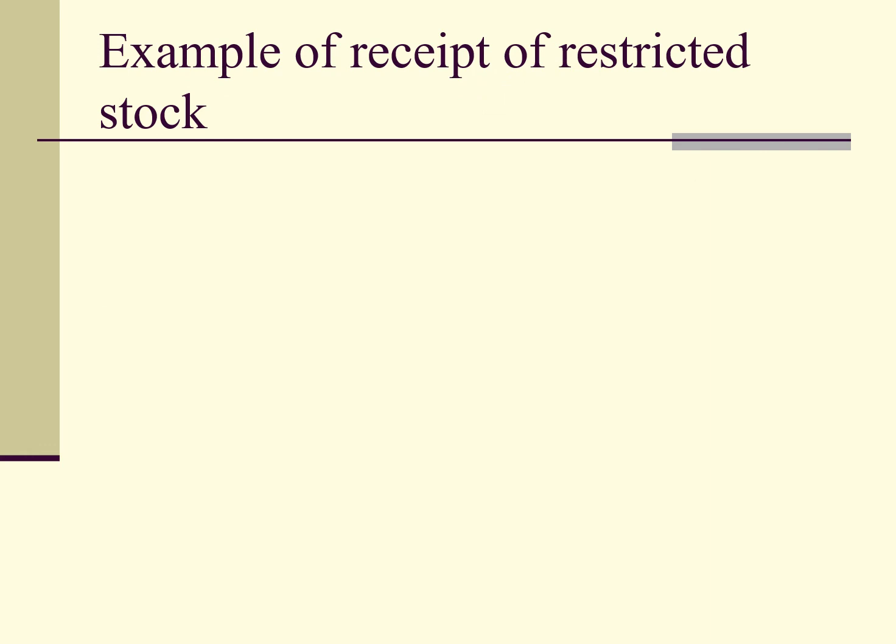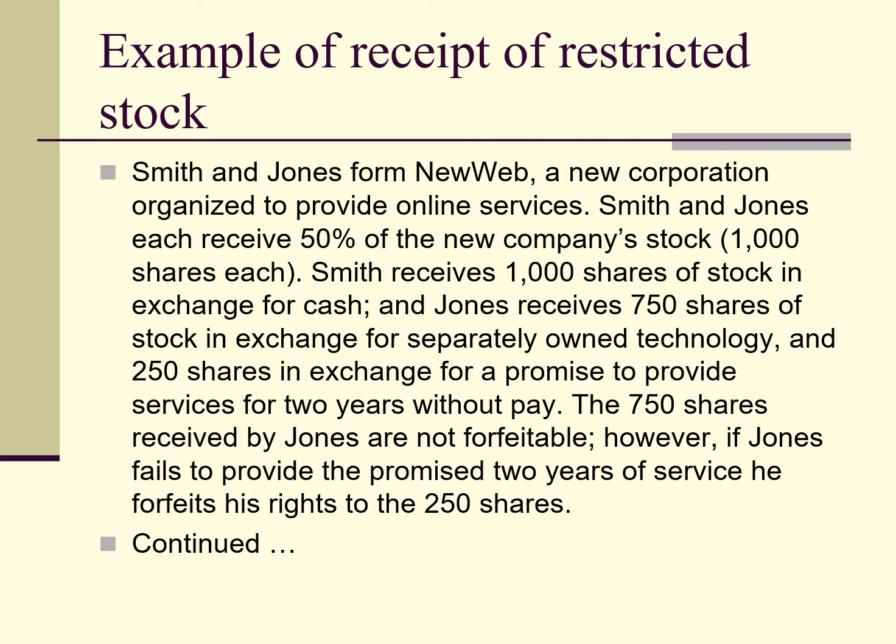Here's an example of the receipt of restricted stock. Smith and Jones formed NewWeb, a new corporation organized to provide online services. Smith and Jones each receive 50% of the new company's stock, 1,000 shares each. Smith receives 1,000 shares of stock in exchange for cash, and Jones receives 750 shares of stock in exchange for separately owned technology and 250 shares in exchange for a promise to provide services for 2 years without pay.